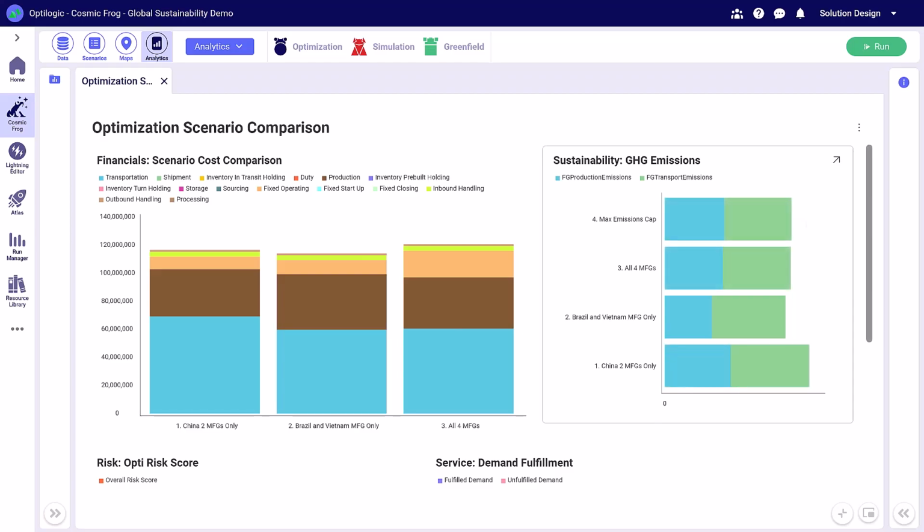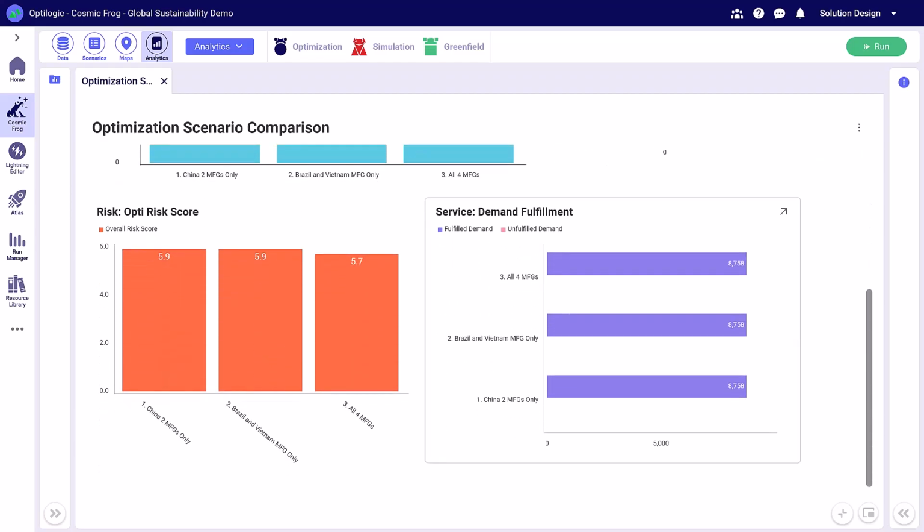Service is equal across all scenarios. And then we take a look at our risk metrics. We see that it is riskier to drop from 4 plants to 2 plants because of that concentration risk. There's less backup options when we condense and consolidate the manufacturing footprint.